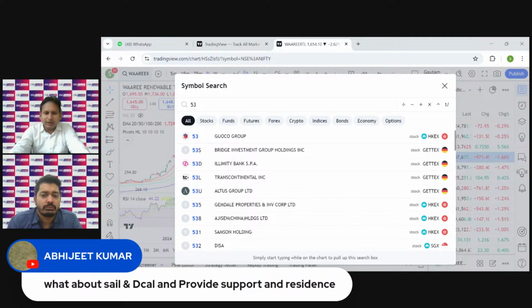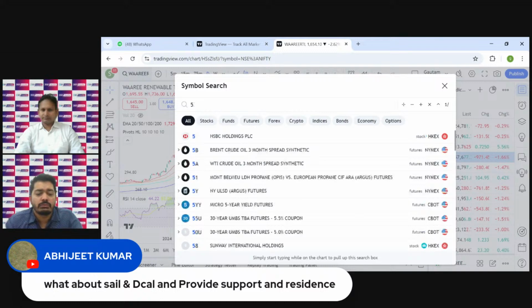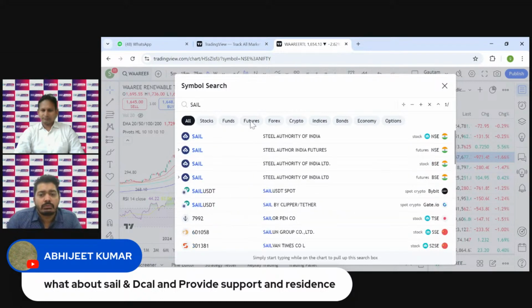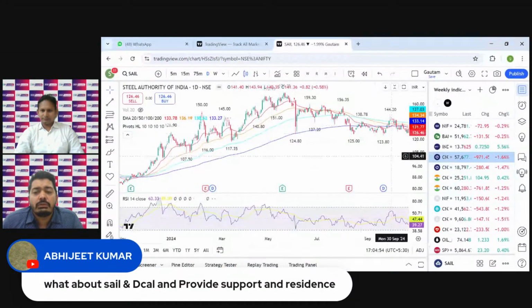Yeah, Gautam. So once you are done with Waaree, kindly share technical levels for SAIL and Decal also. Yeah, I'll just take that. So SAIL will be taken first.